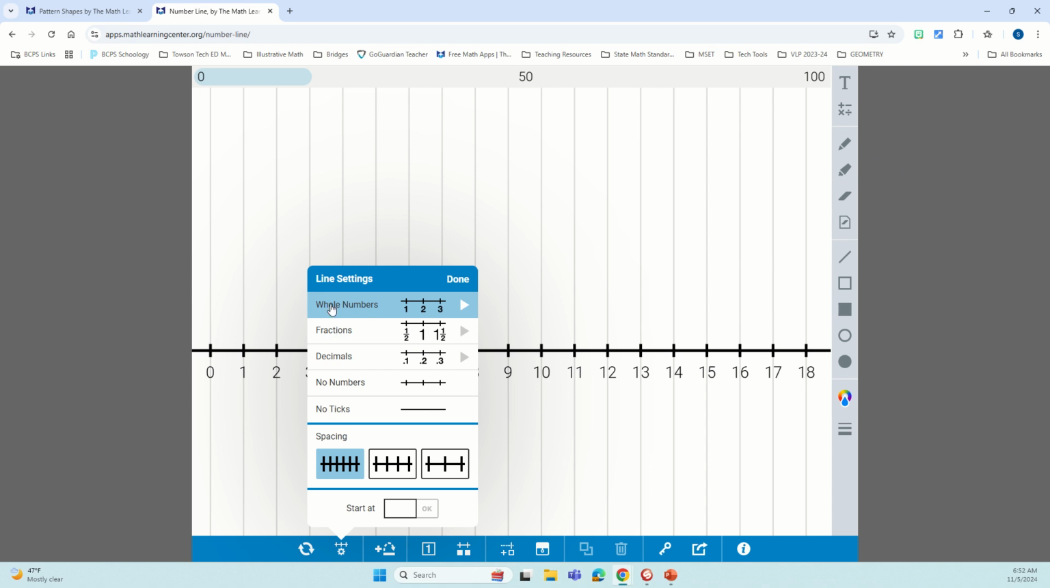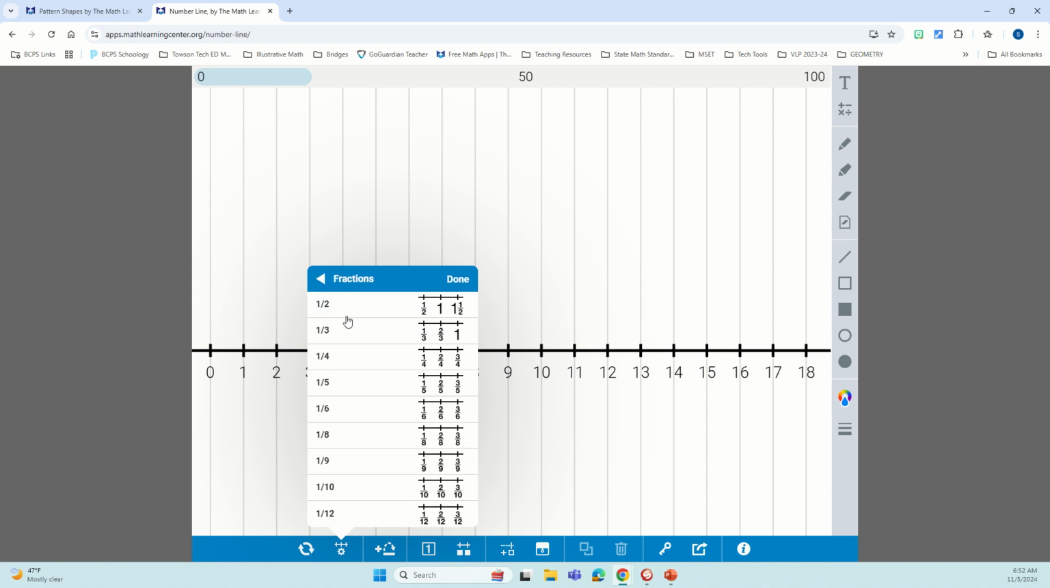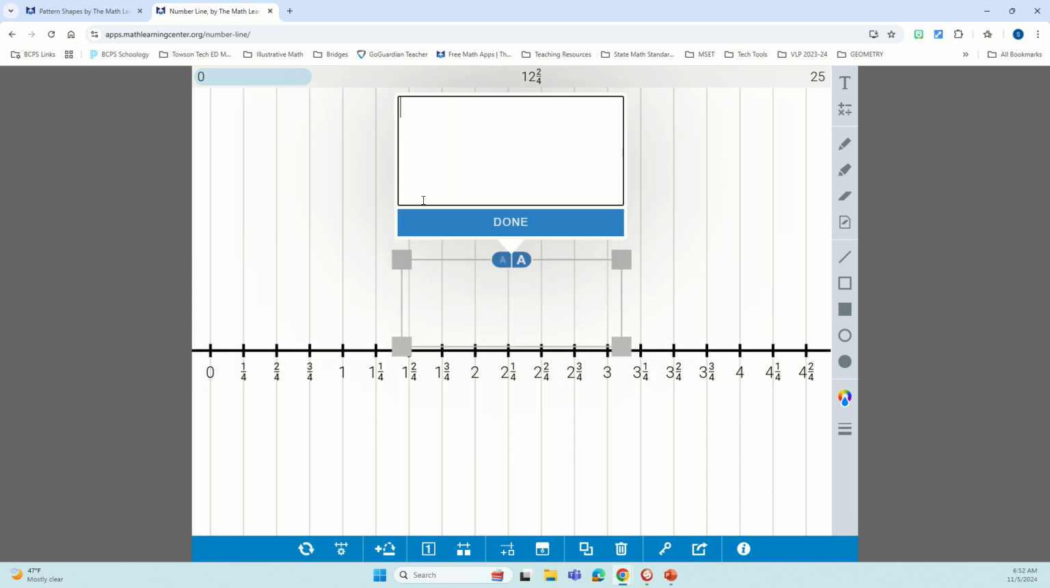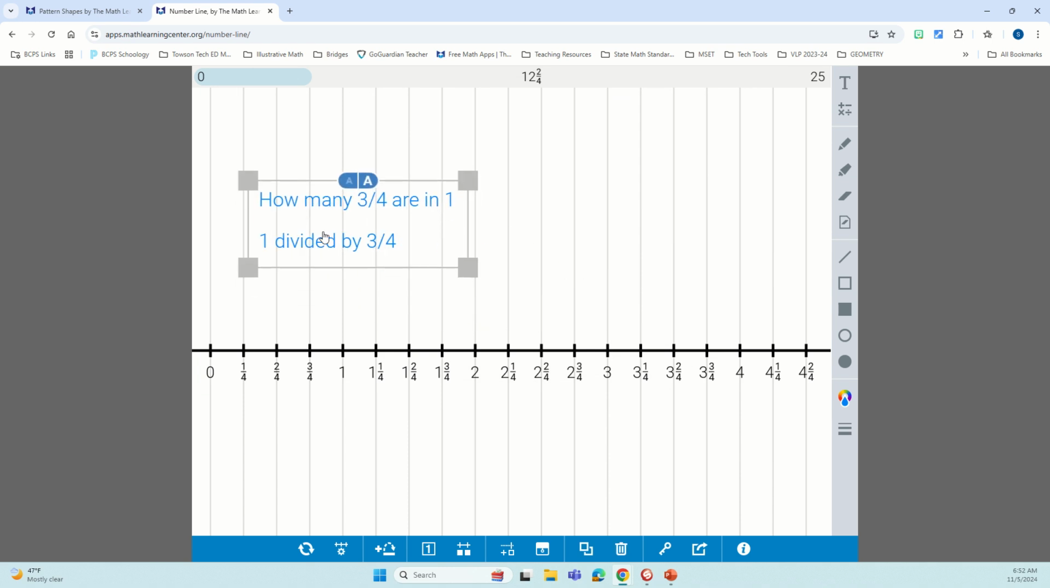So I'm going to go here to my line settings, and I want to make sure my fractions are in fourths because I'm dividing by fourths, 3/4. Okay, so the question was how many 3/4 are in 1? How many 3/4 are in 1? This is going to be the same thing as 1 divided by 3/4. Okay, so I'm just going to keep this up here so we have it.